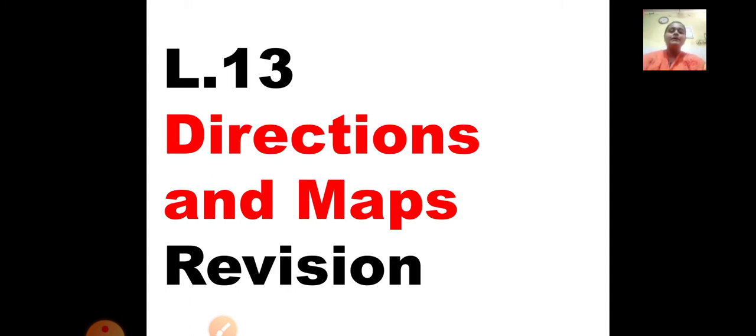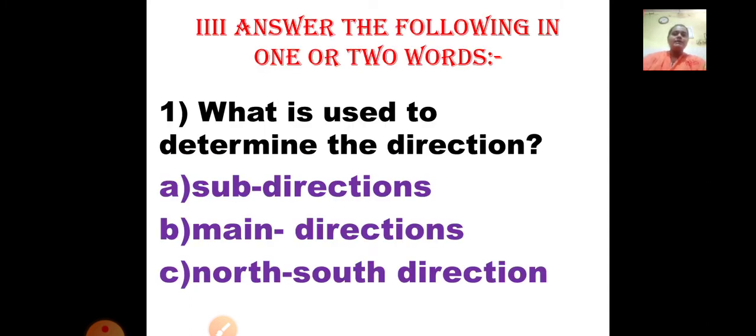So let us begin. Look at the head question there. Answer the following in one or two words. Three options or two options will be given to you. You have to choose the correct option. Look at the first question there on the screen. What is used to determine the direction? A is subdirections, B is main directions, and C is north south direction.